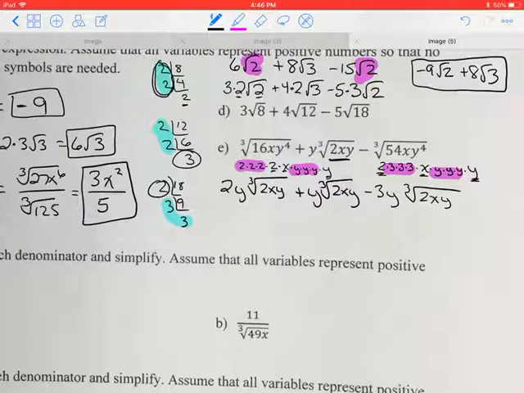So notice now that the radical parts are all identical. Okay, so if I look at this part, all of these are the same. That means I can combine them all.